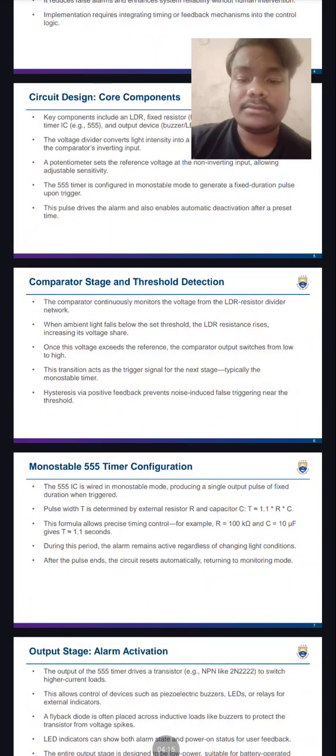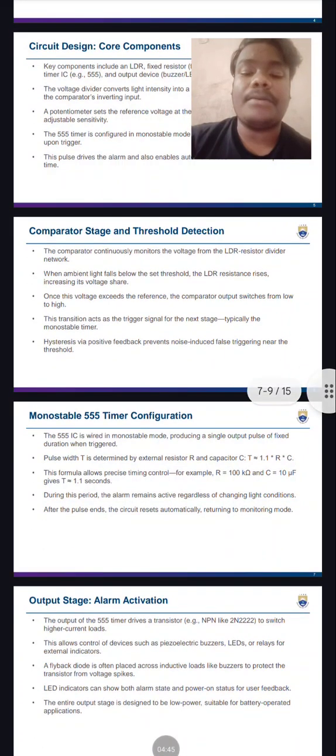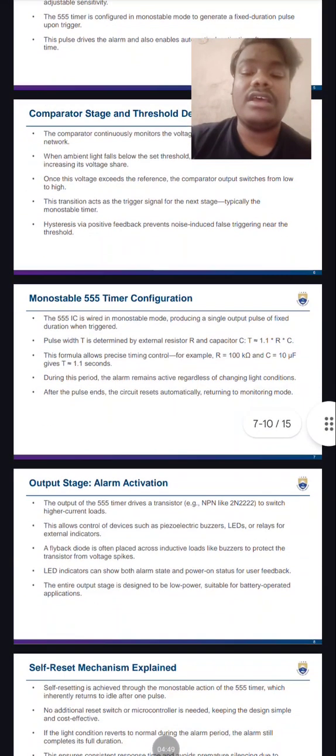Comparator stage and threshold detection. The comparator continuously monitors the voltage from the LDR resistor divider network. When ambient light falls below the set threshold, the LDR resistance rises, increasing its voltage share. Once the voltage exceeds the reference, the comparator output switches from low to high. This acts as the trigger signal for the next stage. Typically, hysteresis via positive feedback prevents noise-induced false triggering near the threshold.